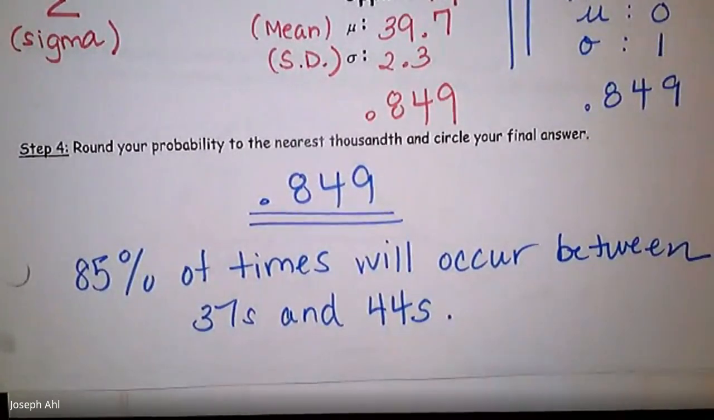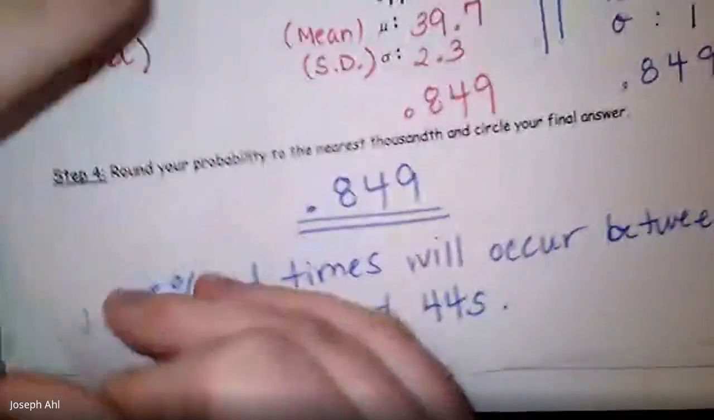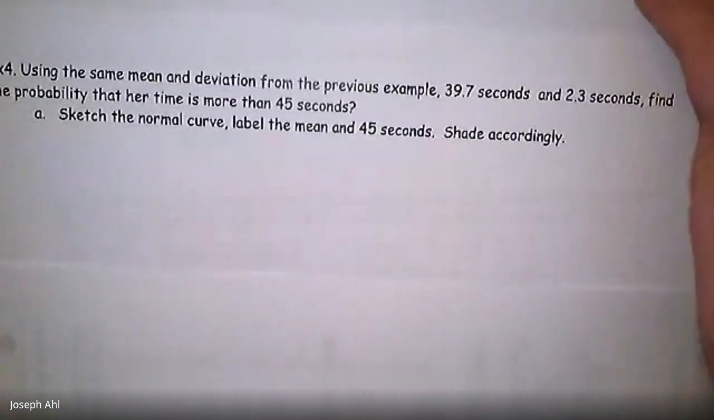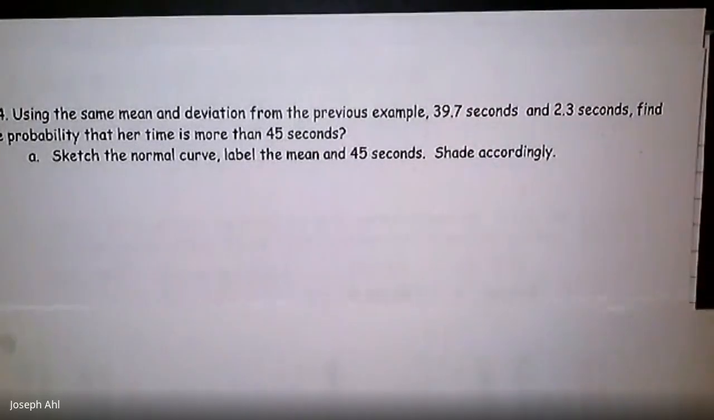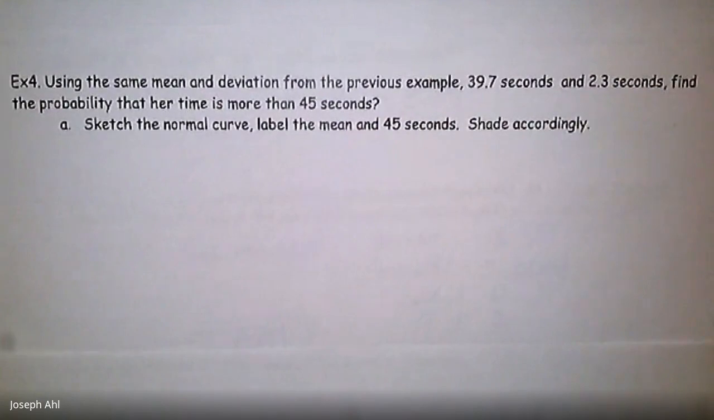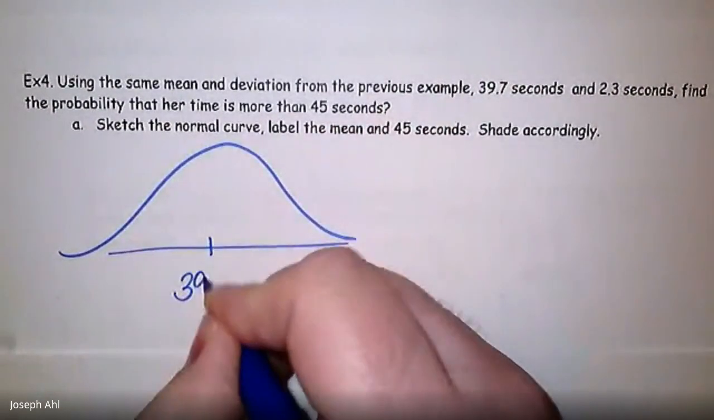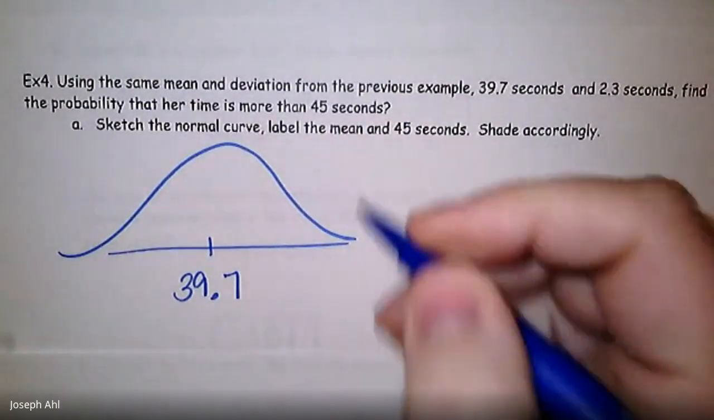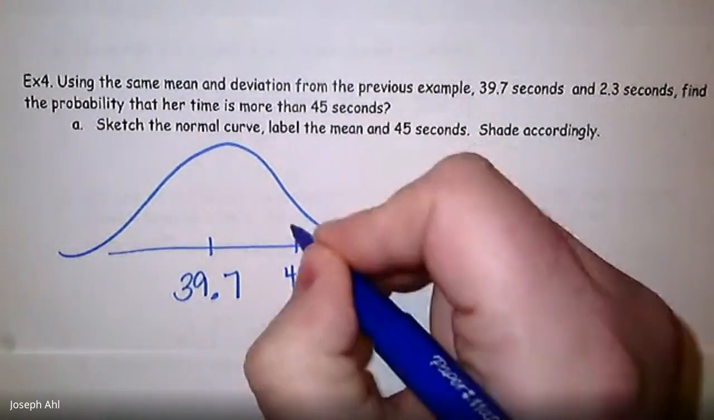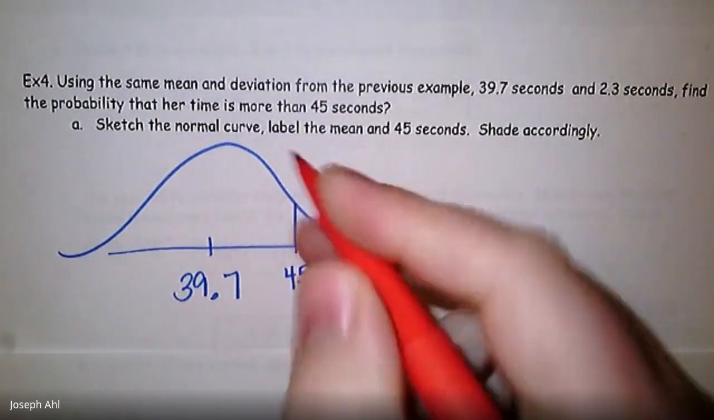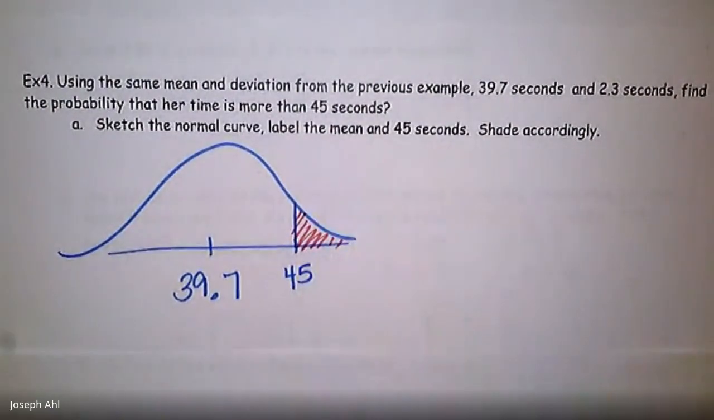Okay, let's do a few other cases with the swimming example here. Using the same mean and deviation from the last example, find the probability that this swimmer's time is more than 45 seconds. Sketch the normal curve and shade accordingly. So in this one, we have the same normal curve here. We've got our mean at 39.7. The time is 45 seconds. And I want the probability, what are the chances that we're going to be out here?